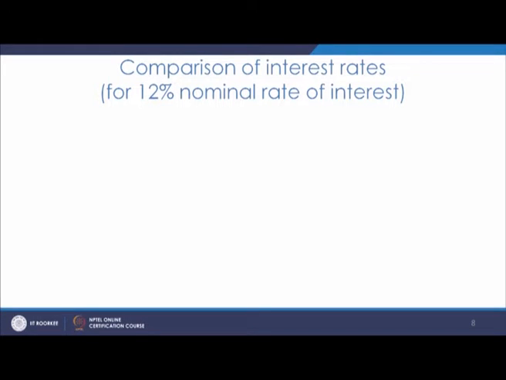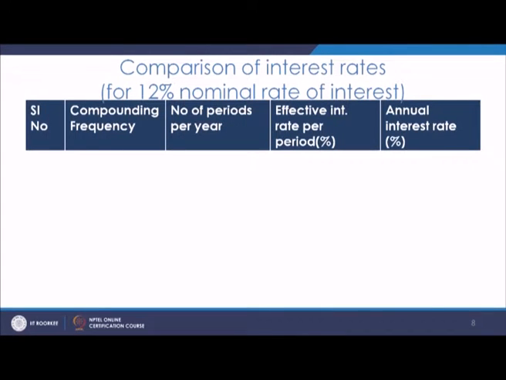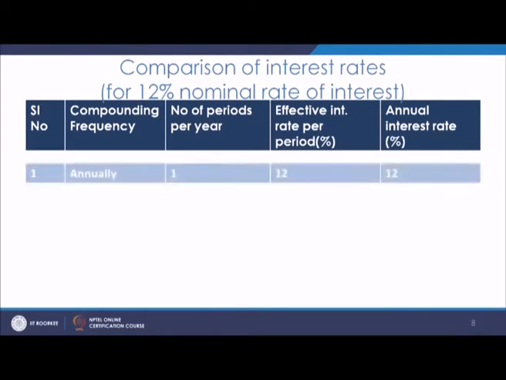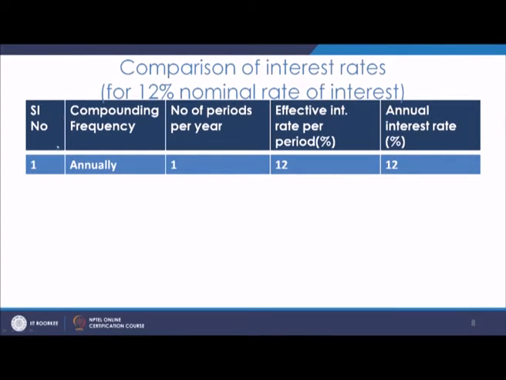Now, we will see the comparison of the interest rates when the compounding frequency is changed. So, this problem talks about the annual interest rate, the effective annual interest rate, and how it changes when the number of periods per year, or compounding frequency, changes. Now, let us see when the compounding frequency is annual, that is, it is done only once. In that case the effective interest rate per period, because it is already a nominal interest rate of 12%, is 12%, and the annual interest rate also is 12%.